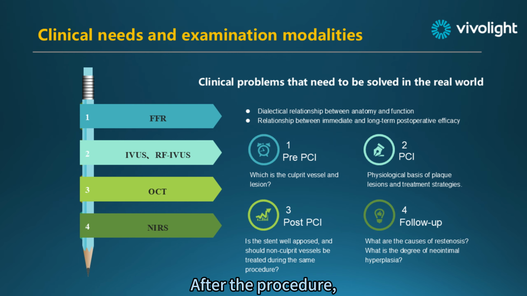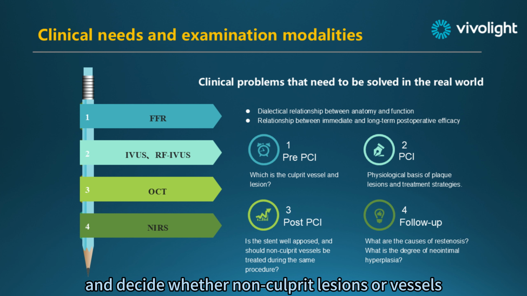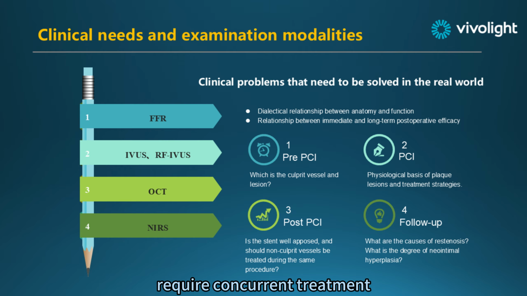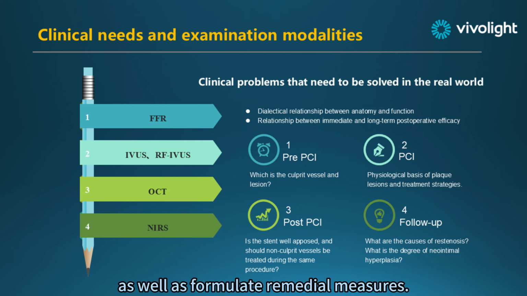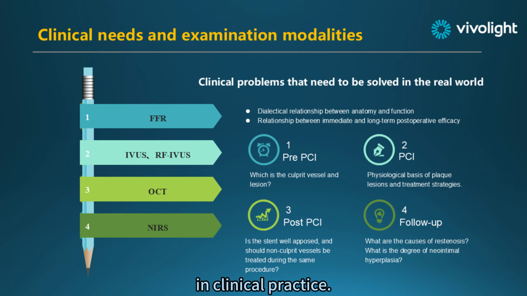After the procedure, we need to assess stent apposition and decide whether non-culprit lesions or vessels require concurrent treatment, which has long been controversial. In cases of in-stent restenosis, ISR, we need to identify its causes and evaluate the degree of intimal hyperplasia, as well as formulate remedial measures. These are all practical challenges we face in clinical practice.